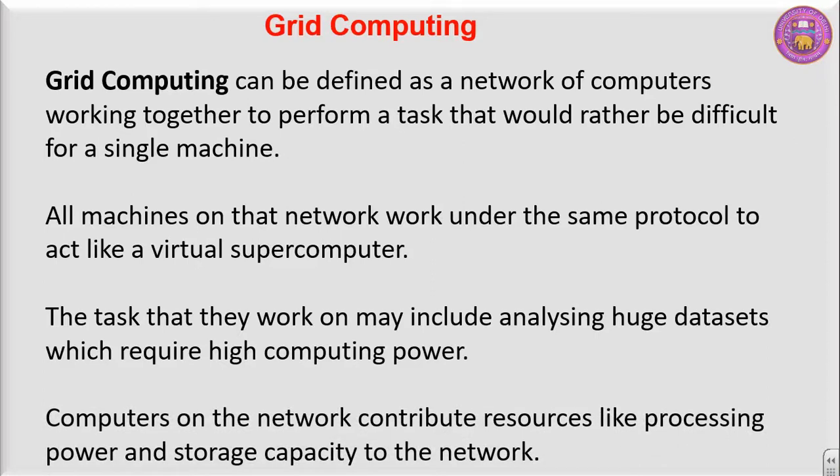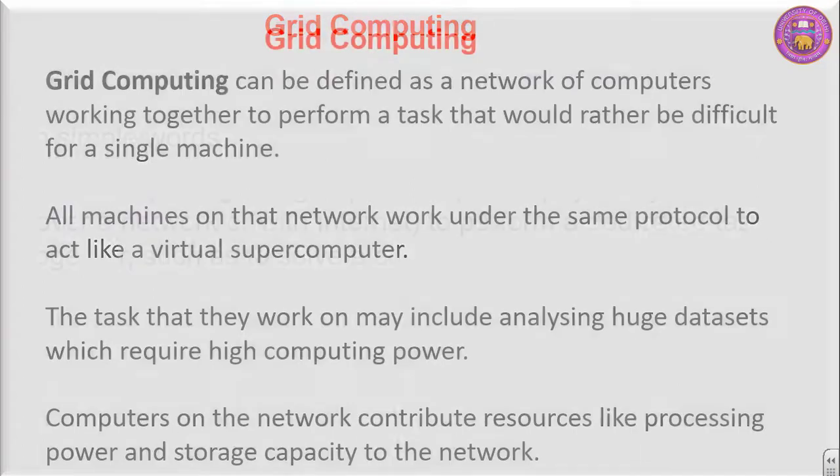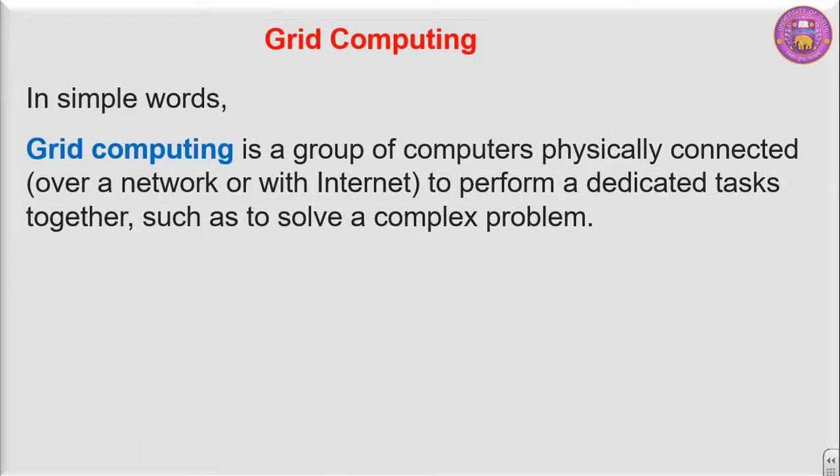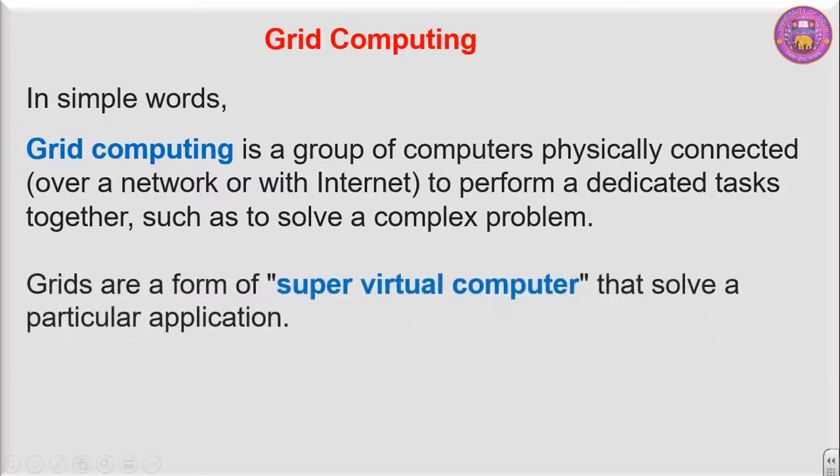Computers on the network contribute resources like processing power and storage capacity to the network. In simple words, grid computing is a group of computers physically connected over a network or with internet to perform a dedicated task together, such as to solve a complex problem. Grids are a form of super virtual computer that solve a particular application.